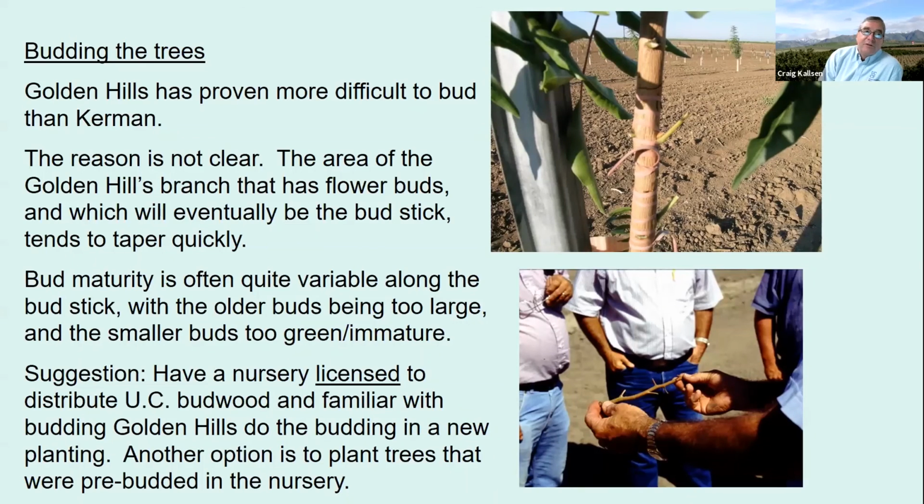Golden Hills has proven more difficult to bud than Kerman. The reason is not clear, but I think it has to do with the bud sticks. They taper radically along their length. So bud maturity is often quite variable along the bud stick, with the older buds being too large and the smaller buds too green or immature. So my suggestion is to have a nursery licensed to distribute UC Budwood and familiar with budding Golden Hills do the budding for you. And we're getting people that are more and more experienced and more successful grafting Golden Hills.